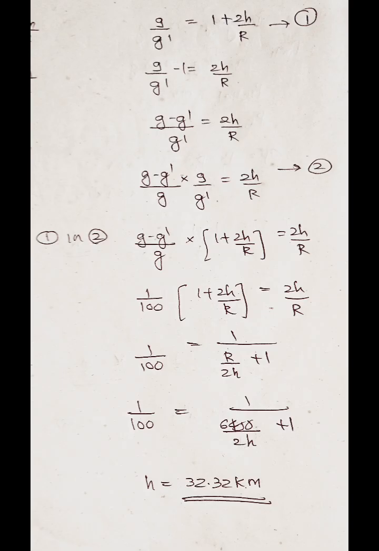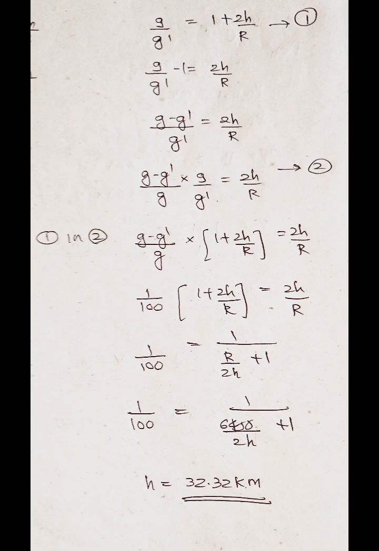The next question is, the radius of the Earth is approximately 6400 km. The height h at which the acceleration due to Earth's gravity differs from g at the Earth's surface by approximately 1% is dash. So here it is asking about the height. So we know that g by g dash is equal to 1 plus 2h by R, because here g dash is the acceleration due to gravity at the height. So g by g dash is equal to 1 plus 2h by R. This is equation number 1.